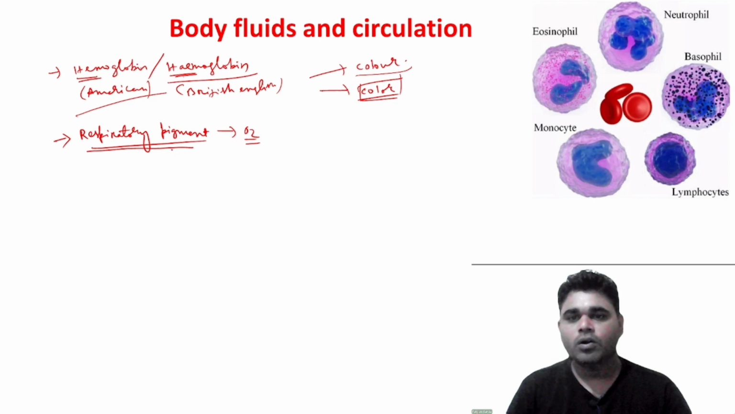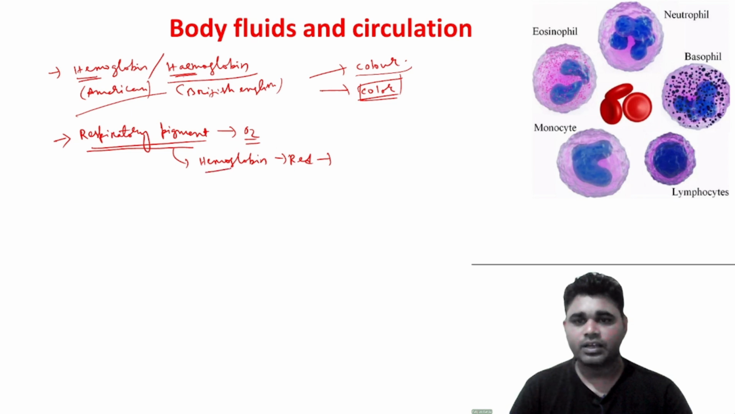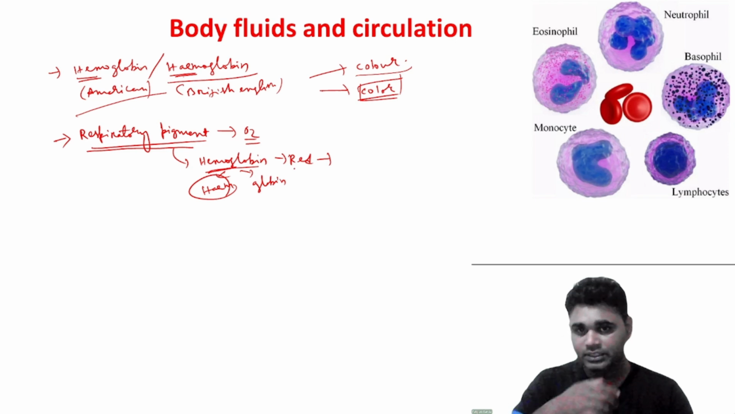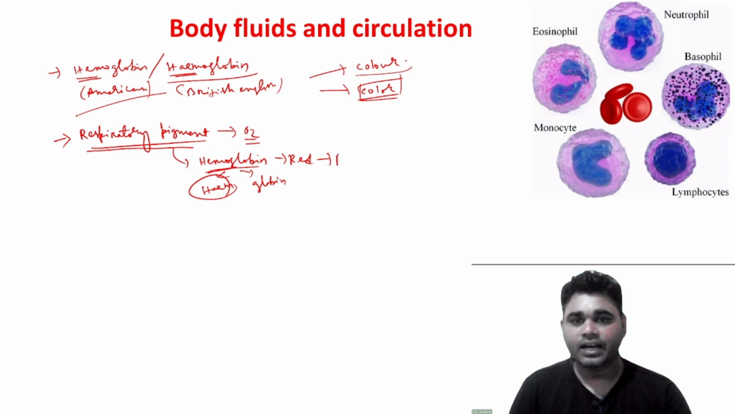For example, one is obviously the hemoglobin, and the color of the hemoglobin is red. Why is the red color present? Because the hemoglobin has two parts, one is called the heme, another is called the globin protein. Okay. So, in the heme, the red color is there because the heme contains iron, or Fe.